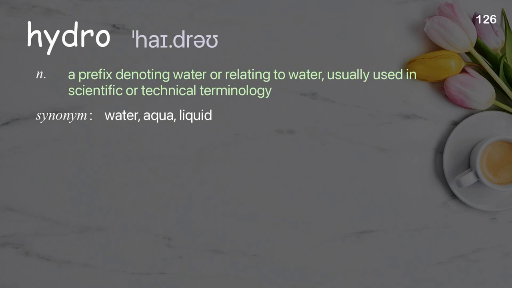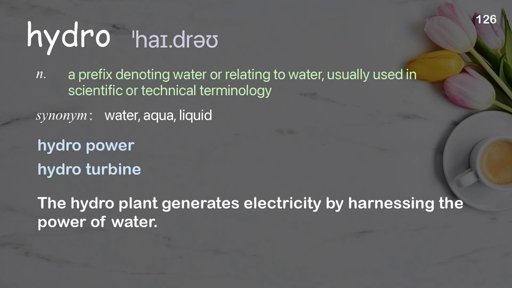Hydro. A prefix denoting water or relating to water, usually used in scientific or technical terminology. Examples: Hydropower. Hydroturbine. The hydro plant generates electricity by harnessing the power of water.